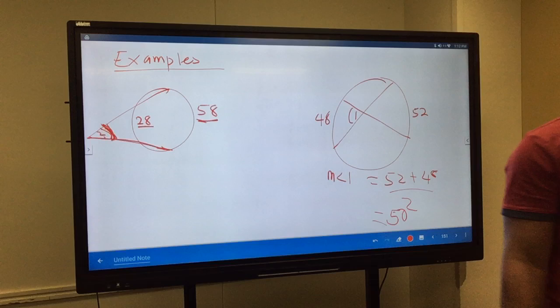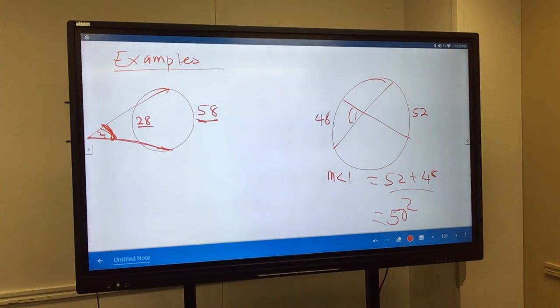Alright, do that one, let me see. This one. Is it outside or inside? It's outside. So what do we have to do? Subtract. Okay, so you're going to do 15 minus 28. I don't have a calculator. It's 30. It's 15.